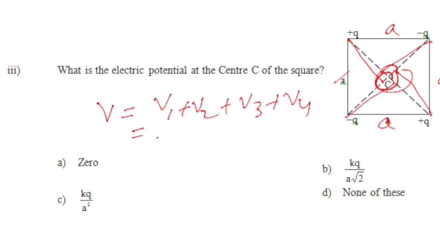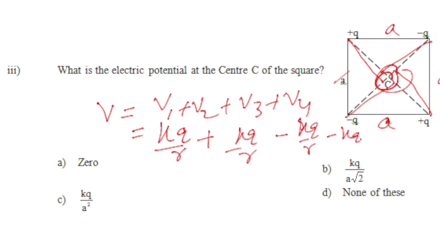Right, now try to find the answer of this question. Please pause the video. Yes, V1 is what? KQ by R, and V2 is also another positive charge, KQ by R. V3 and V4 are due to negative charges, so minus KQ by R and minus KQ by R. Here distance is the same.